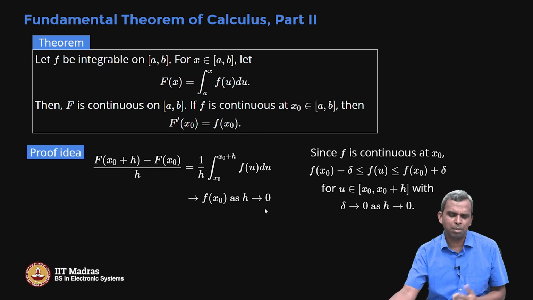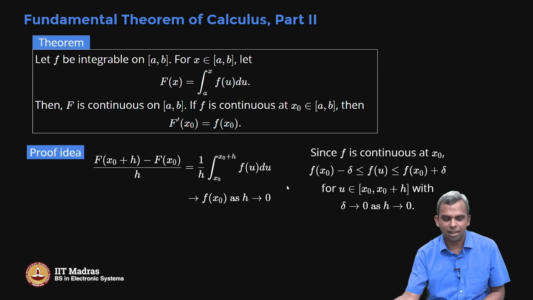So this is a proof idea. It can be made more rigorous, but this is the central idea behind how the derivative comes. You can also use fundamental theorem of calculus part 1 and then do this. This will also work out in that fashion. So I hope this is clear.